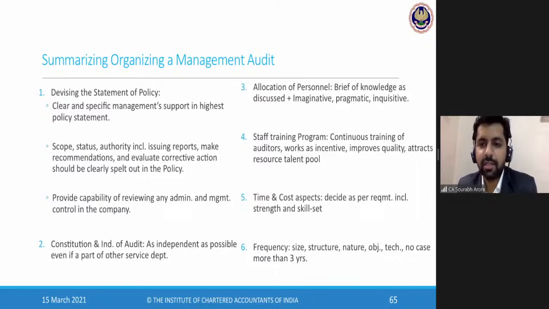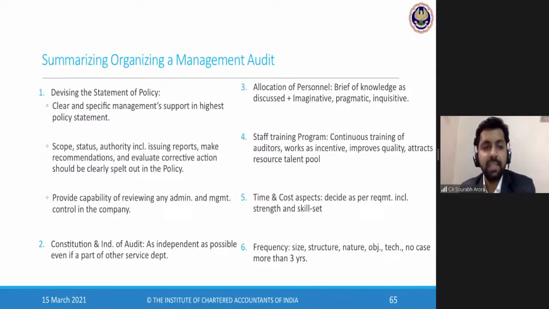Please do not understand that in the previous slide he should be devoid of imagination. He should have imagination over there as well. Fourth is the staff training program, continuous training of auditors. Please do not confuse this with the continuous training of the employees. This is about the continuous training of auditors. There is only one topic which discusses the continuous training of auditors, and it is the management audit topic. Work as an incentive improves quality, attracts a resource talent pool.